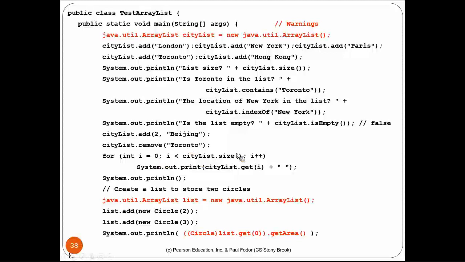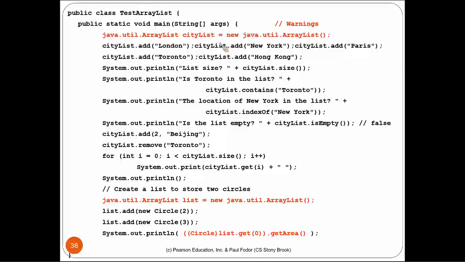For every index from 0 to the size of the cityList array list, we can print the element at index i with the get(i) method. cityList.get(i) returns basically London, then New York, then Beijing, then Paris, then Hong Kong. We can clear the array list. We can create another array list in which we put circles or dates. And basically, it's a generic data structure that allows us to add and remove as many elements as we want.